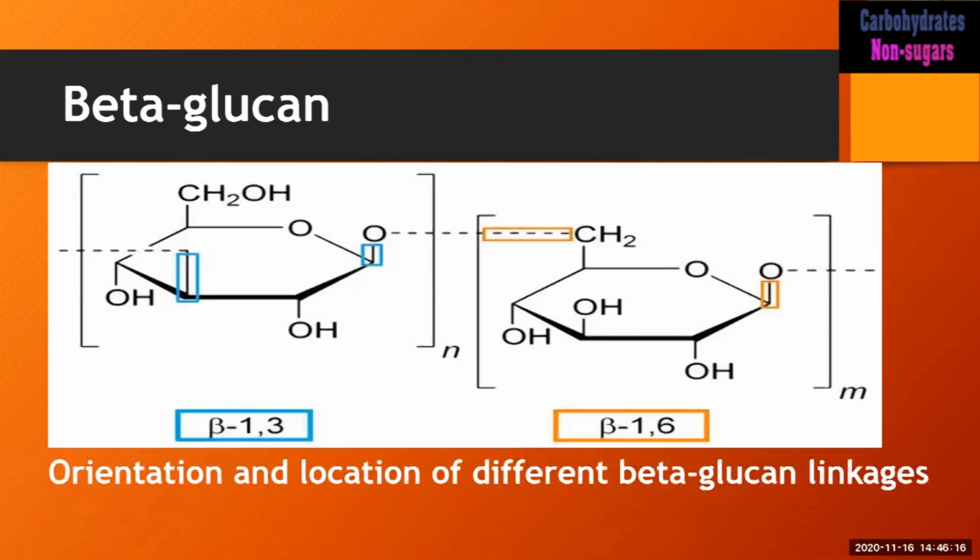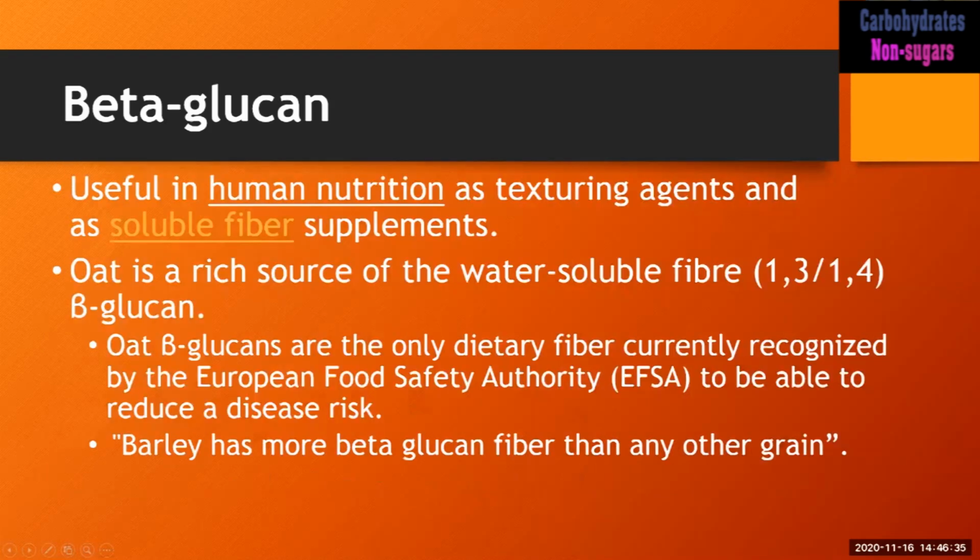Here is an example of beta glucan where there are two types of linkage, beta-1,3 and beta-1,6. So you can see the orientation of the location of the different beta glucan linkages from this picture. Here is beta-1,3 and here is beta-1,6 linkage. They are useful in human nutrition as a texturing agent, and they are used in making soluble fiber supplements.